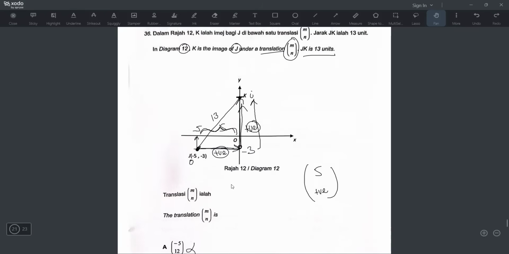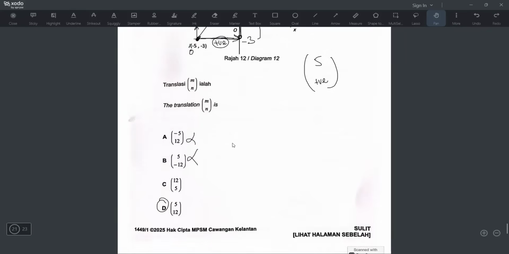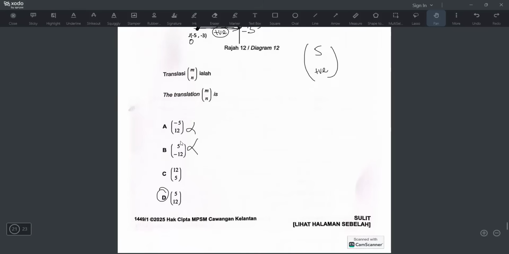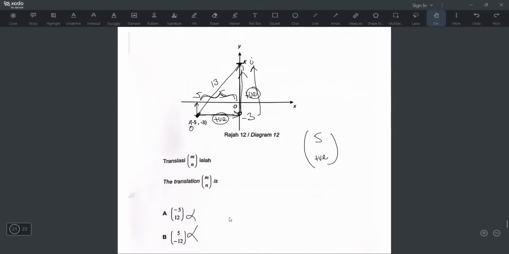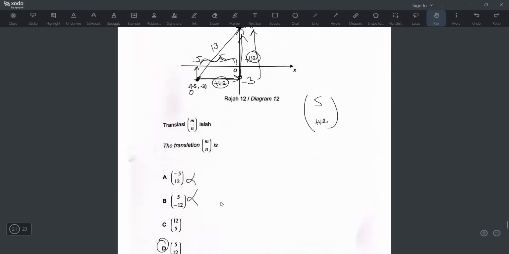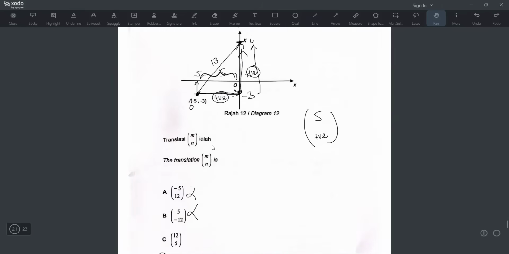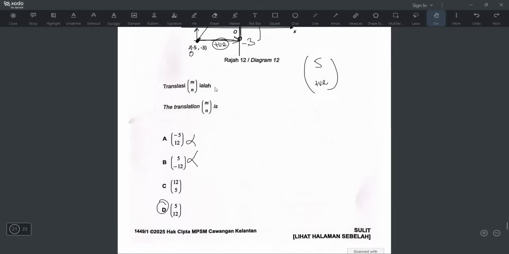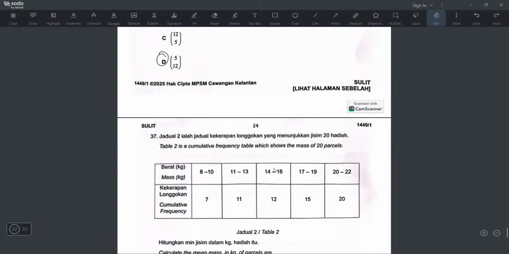Okay, hope you understand. It means the 13 is like useless lah. The 13 is not really useful, because if you do Pythagoras theorem, 5 square plus 12 square, 5, 12, 5, 12, all will give you 13. So the 13 is quite useless. All right, let's continue.